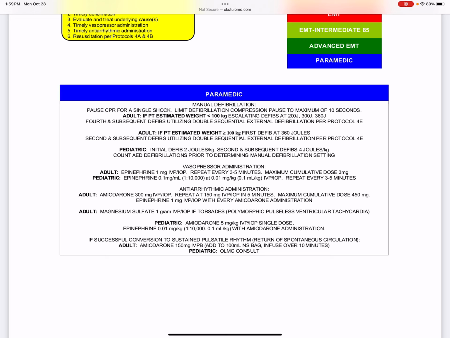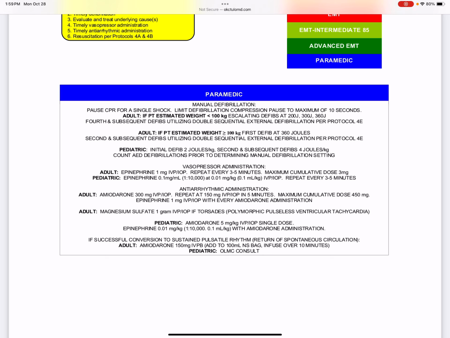For pediatrics, again, Handtevy will tell you all of this, but amiodarone is going to be 5 milligrams per kilogram, IV IO push, single dose. Hint, single dose. Remember that. And then epinephrine is the same with your amio administration.